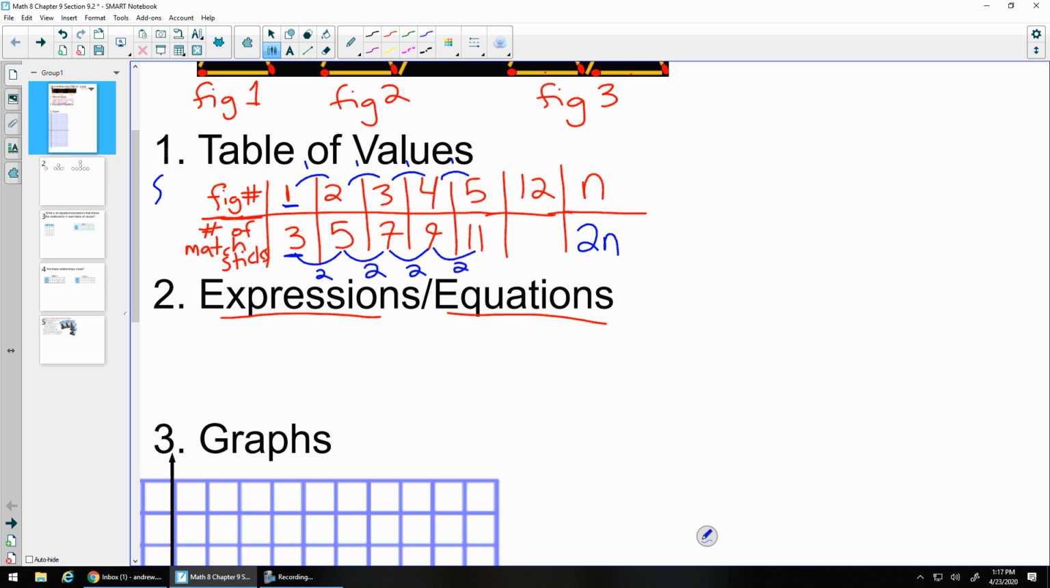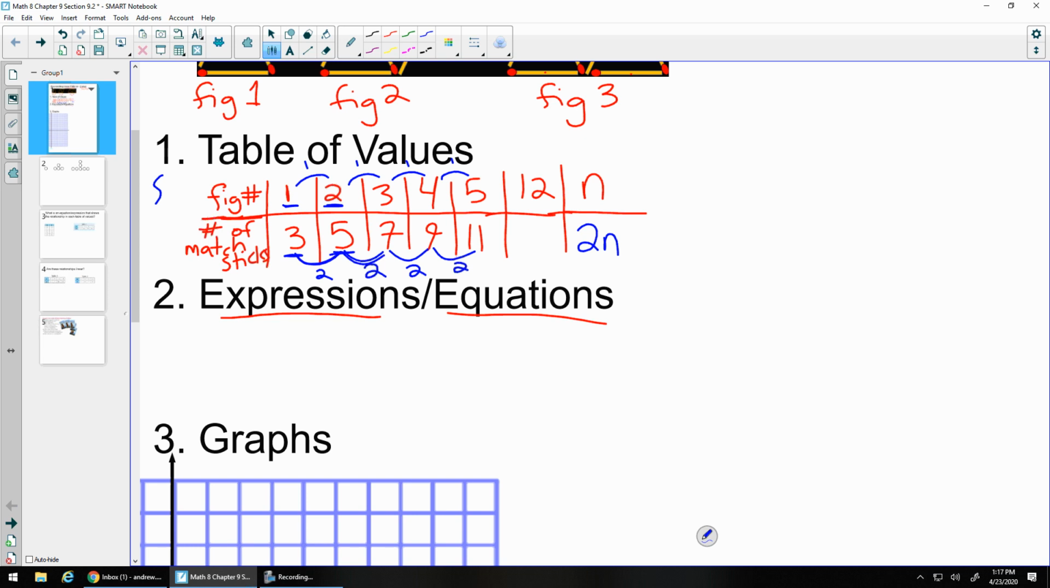But my number of matchsticks is 3. If I multiply 2 by 2, I get 4, but the number of matchsticks is 5. So just multiplying doesn't work. So after figuring out what you need to multiply by, you can either just look and see, well, what else do I need to do?